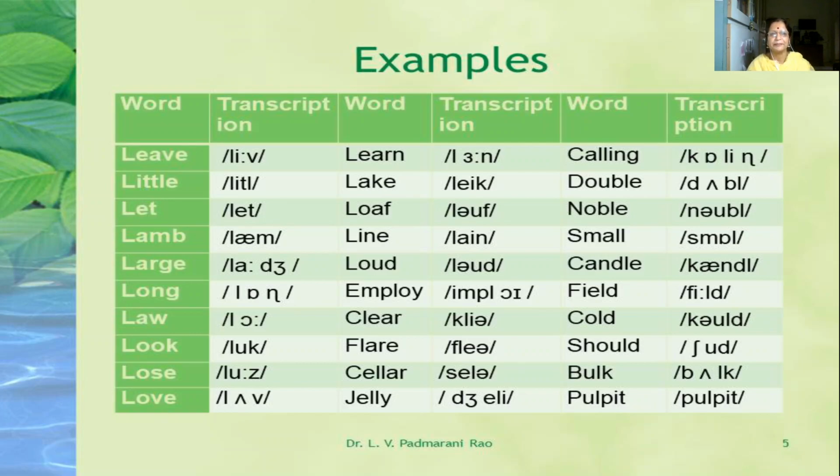L-A-M-B, lamb. As we said, wherever we have M and B in the spellings, B becomes silent, so it is lamb. L-A-R-G-E, large. L-O-N-G, long. L-A-W, law. L-O-O-K, look. L-O-S-E, lose. L-O-V-E, love. L-E-A-R-N, learn. The central one, longer, learn.